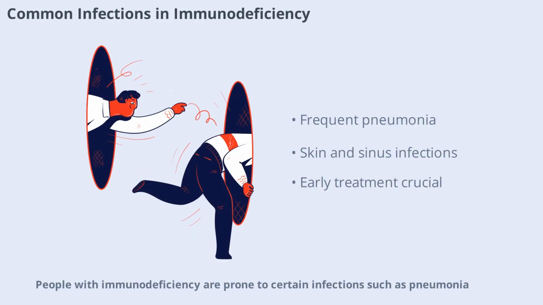People with immunodeficiency are prone to certain infections, such as pneumonia, sinusitis, and skin infections. Some may also experience fungal or viral infections that are rare in healthy individuals. Recognizing and treating these infections early is critical for preventing complications.